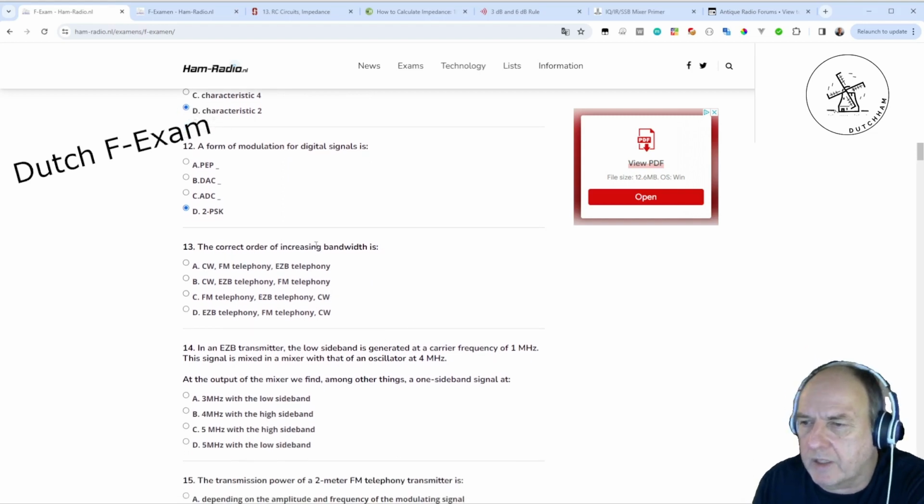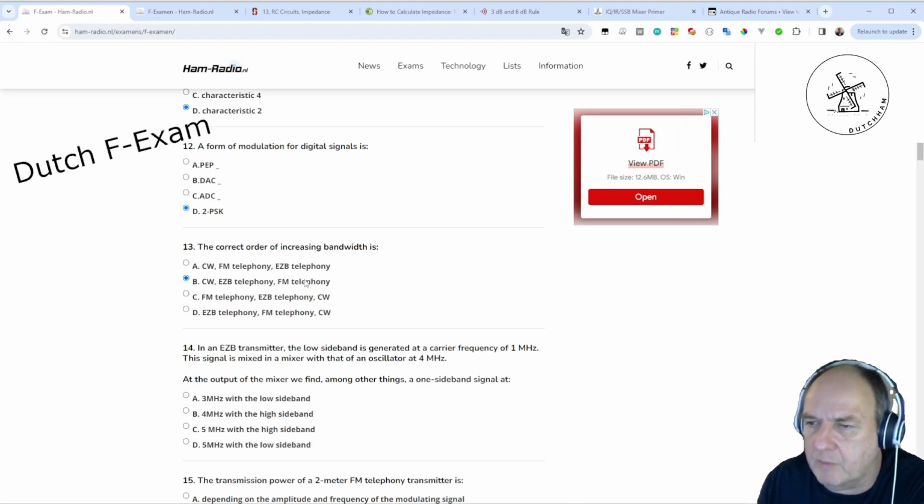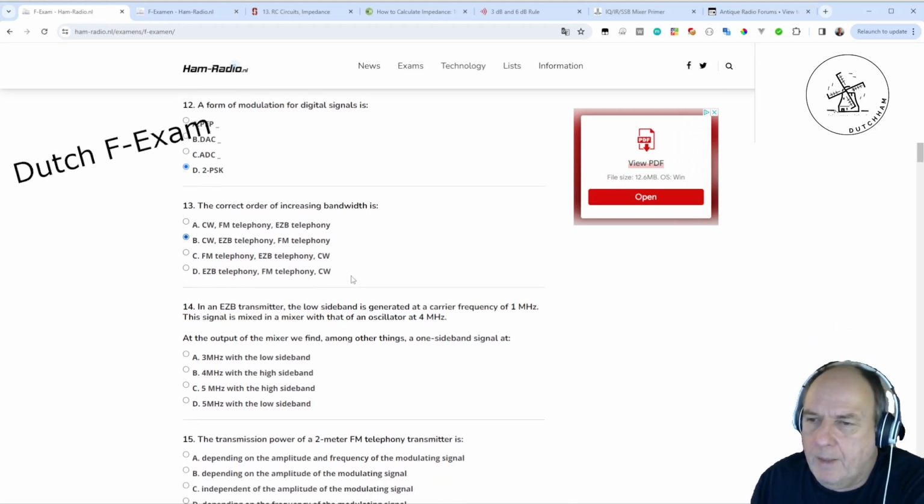The correct order of increasing bandwidth if CW, FM telephony, and single sideband telephony. CW is the smallest, so it is either answer A or B. FM telephony is widest, so that must be answer B. So CW, single sideband telephony, and then FM telephony. Next question.